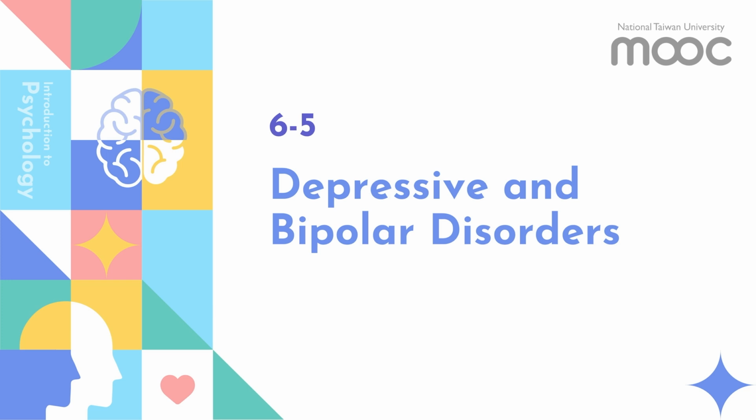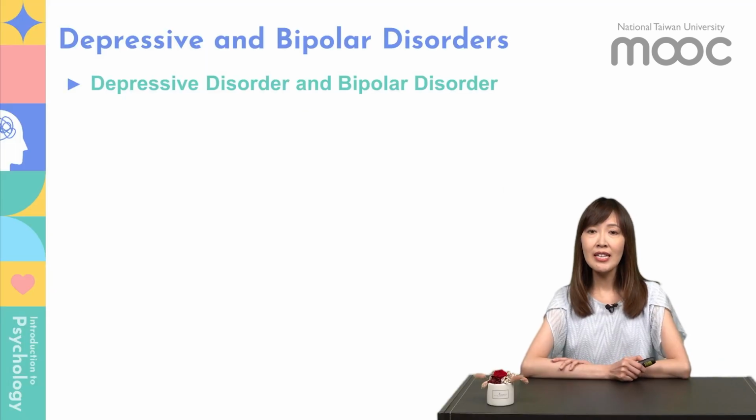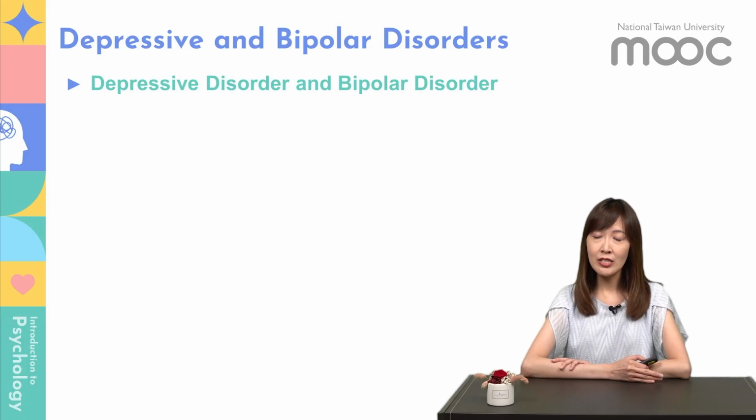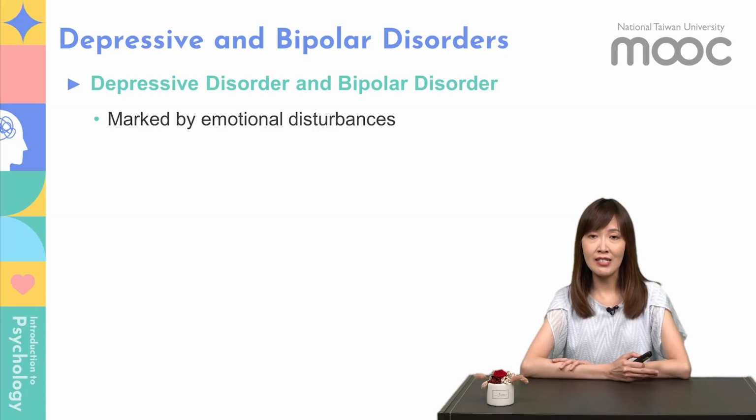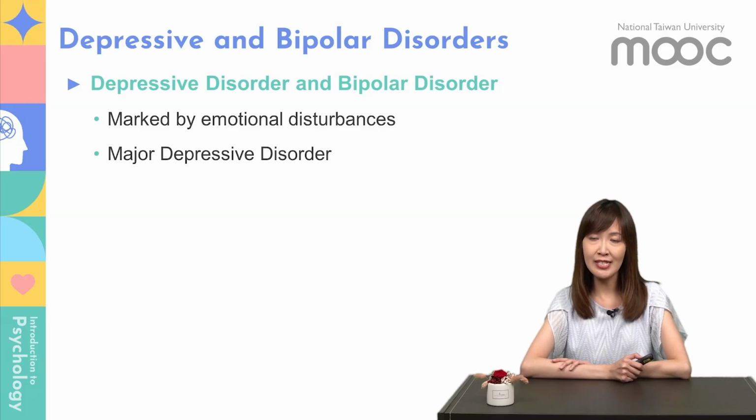Next, let's look at depression and bipolar disorder. Well, in the past, depression and bipolar disorder were put together and they were called mood disorders. But now in DSM-5, they have separate categories. So these two disorders are associated with disturbances in our emotions. And here we will focus on major depressive disorder and bipolar disorder.